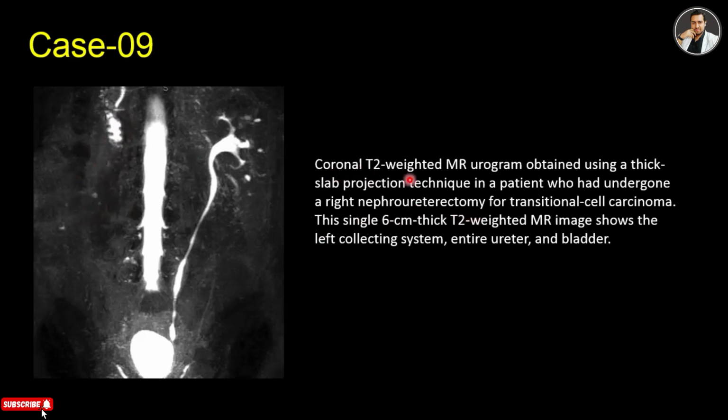This is a coronal T2 weighted MR urogram obtained using a thick slab projection technique in a patient who had undergone a right nephroureterectomy for transitional cell carcinoma. So that means the patient had right kidney cancer, and for this the kidney had been removed, and it's called the nephroureterectomy. And this single 6 centimeter thick T2 weighted MR image shows the left collecting system, ureter and bladder. So 6 centimeter means 60 millimeter. So a 60 millimeter thick slice showing the left renal collecting system and the ureter, and it's in normal position.